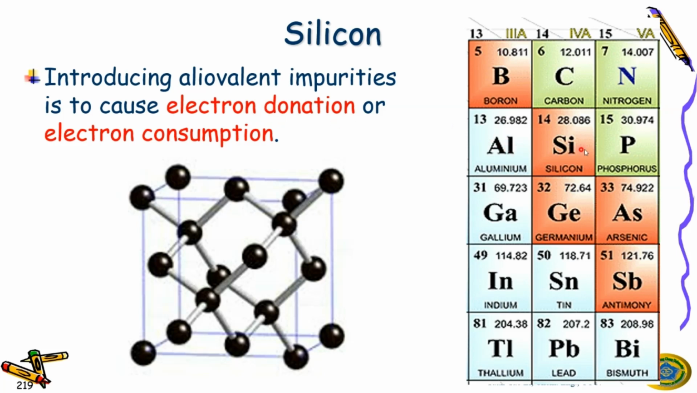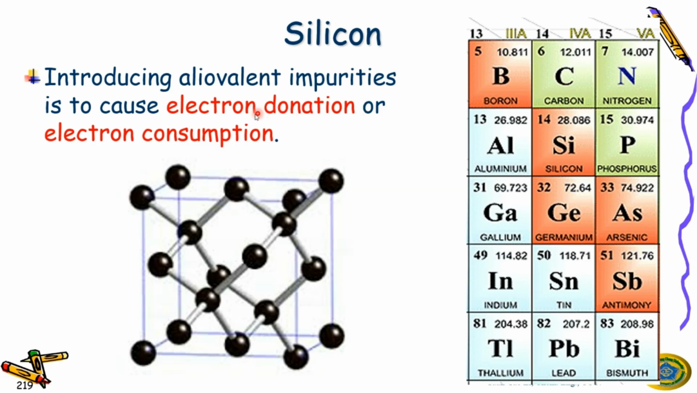Okay, so if you want to have more electrons, you put arsenic or phosphorus, right? Because this group, the 14 group, has 4 valence electrons, there are 5 valence electrons in the 15 group in the periodic table, and there are 3 valence electrons in group 13, right?